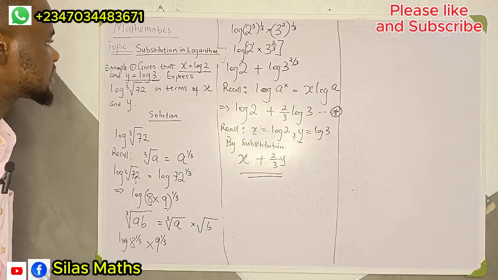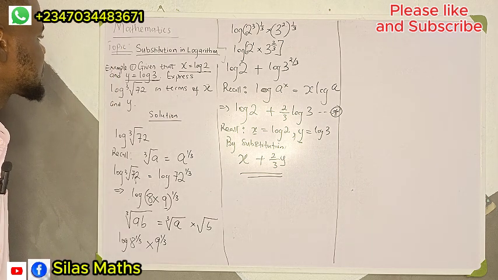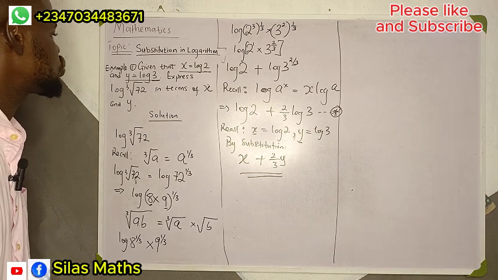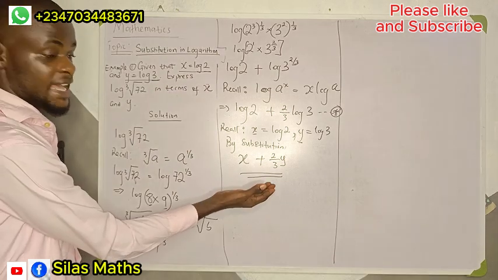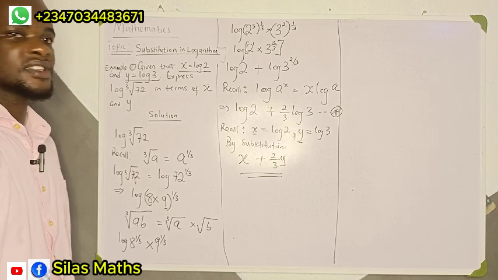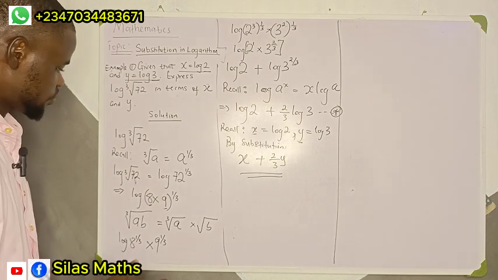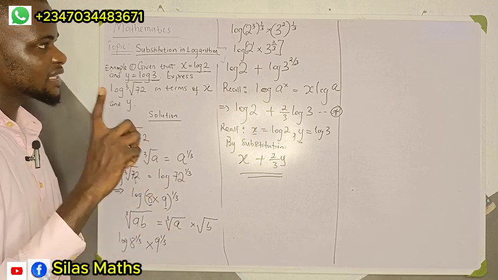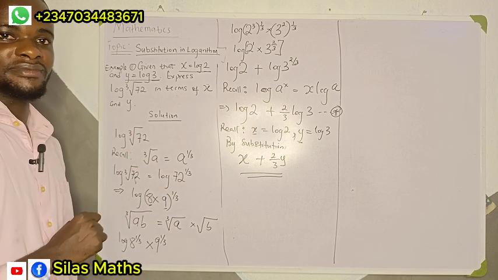So we've been able to express log of cube root of 72 in terms of x and y. If you have any questions, please do well to drop it in the comment section. This is basically what you do. So let's take one more example.